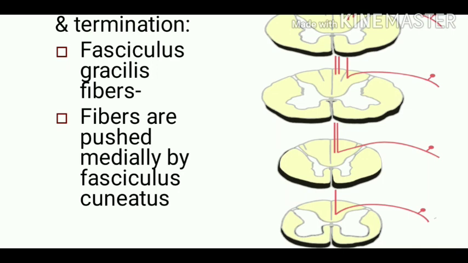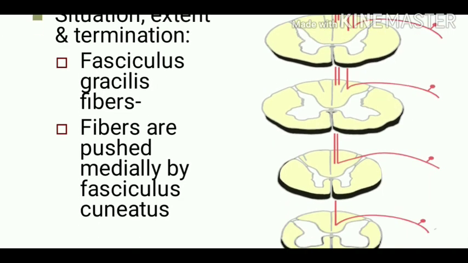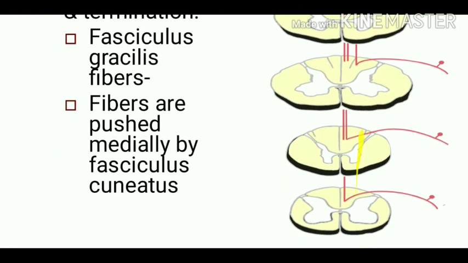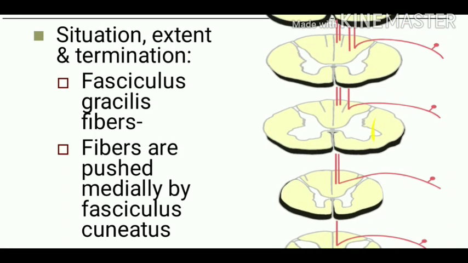Then, as we ascend, these are the sacral segments, then the lumbar segments, and more fibers enter. In the thoracic segments more fibers enter, and in the cervical segments again more fibers enter. You can see here that in the sacral and lumbar segments, the fibers are fasciculus gracilis only. Am I clear? Fasciculus gracilis tract is formed by fibers from the lower extremities. Above the lumbar segments, you can see the next tract enters.